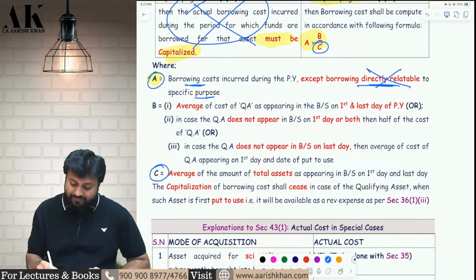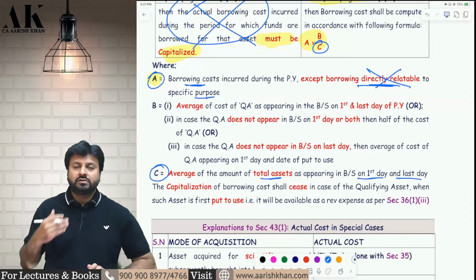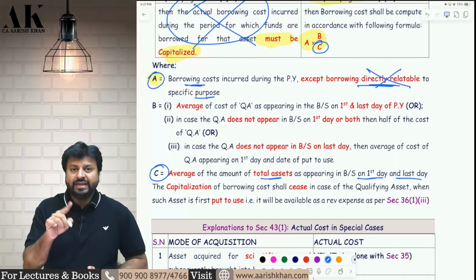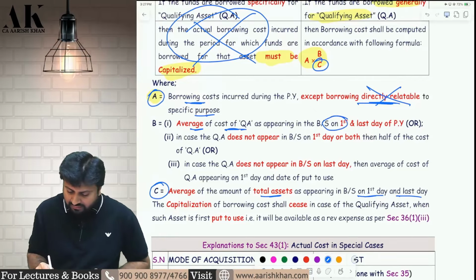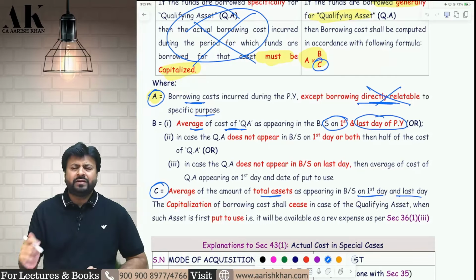C is the average of the total assets on the balance sheet as on the first day and the last day of the previous year. So 1st April 2024 and 31st March 2025, take the average of both the dates and that will be considered your point number C. And B depends upon case to case. It is the average of the cost of the qualifying asset on the first and the last day of the previous year. So B changes depending upon facts and circumstances.